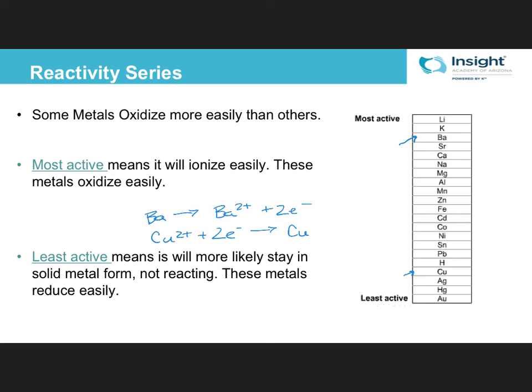The higher up on this list, the more likely that element is going to oxidize. And the lower, the more likely that element is going to reduce. And this is based on spontaneousness. If you want the opposite to happen, say you wanted copper to oxidize and barium to reduce, you'd have to put this into an electrolytic cell. So things most active will spontaneously oxidize, and the closer to the least active, those are the ones that are going to spontaneously reduce. You can force them to do the opposite, but that requires an electrolytic cell.